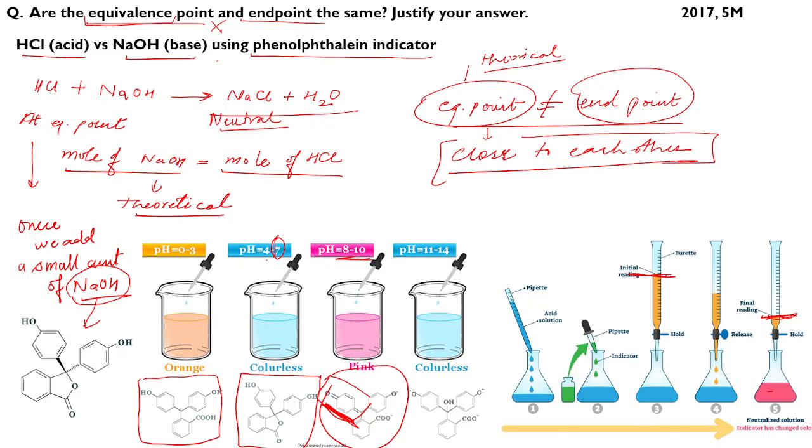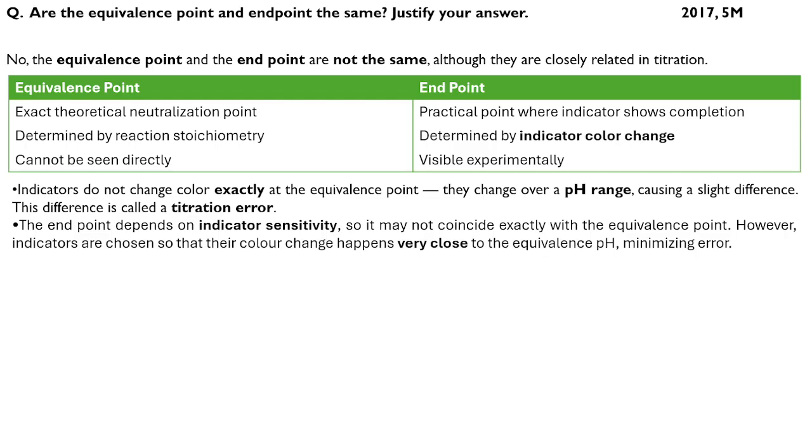Okay, so this is how you need to justify the answer, and if you want to write your answer, take a screenshot of this. I have also written it here: equivalence point and endpoint are not the same, although they are closely related in the titration. What is the difference? The equivalence point is the exact theoretical neutralization point, which is difficult to determine. Okay, we cannot see it directly; it can only be seen by the stoichiometry of the reaction. And the endpoint is the practical point where indicators show the change, determined by the change in the color of the indicator, and this is the visible part.